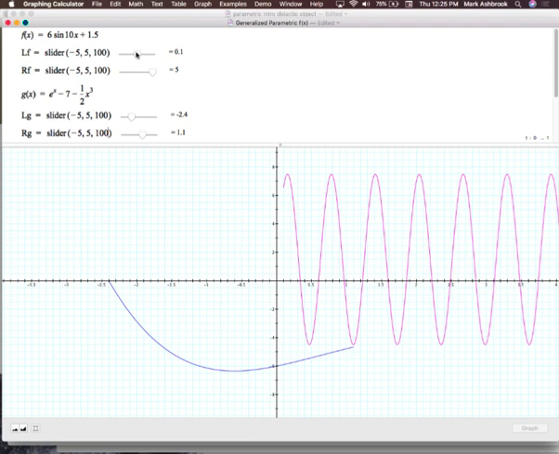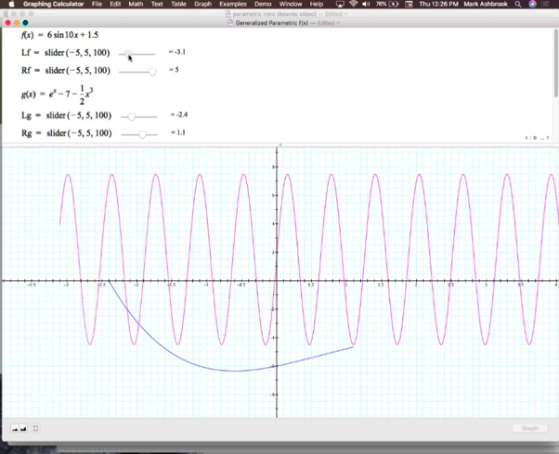So what I have here is two functions. I'm graphing two functions, each one with two sliders. So for function f, I've got the left and the right of f, LF and RF. And then for g, I got the left of g and the right of g, LG and RG. And so all I have to do is put the function in. So here I've put in this sine function. And then I can just move the slider.